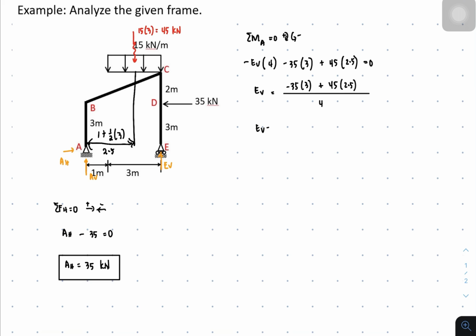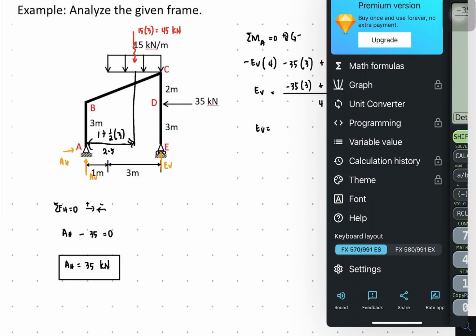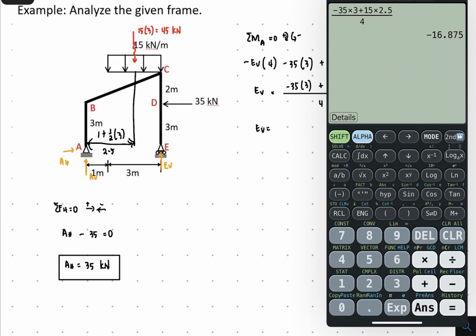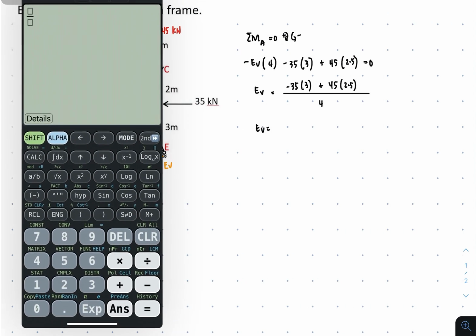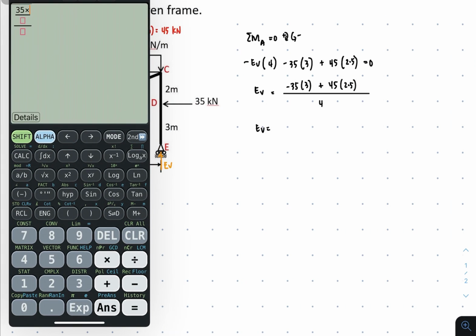So your EV now is, let's use the calculator. EV is negative 35 times 3 plus 45 times 2.5 divided by 4. So this is 1.875 kilonewtons. This is the value of your EV.